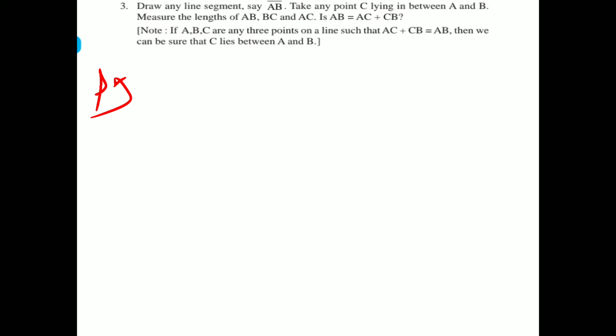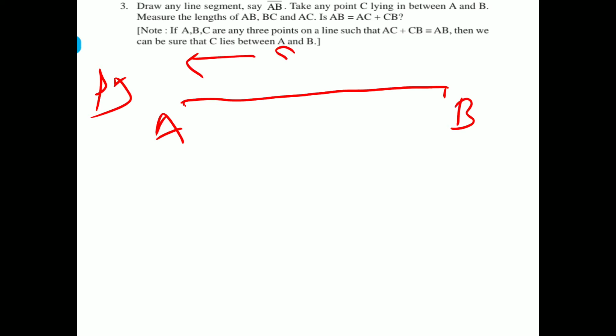It is written, draw any line segment, say AB. With the help of a scale, students, we will draw a line segment of any length. Suppose I am taking the length 8 centimeter. I will put a point, because you know a line segment is a part of a line, it does not have an arrow. So you put dots over here and write AB. Clear? The length of it is 8 centimeter.